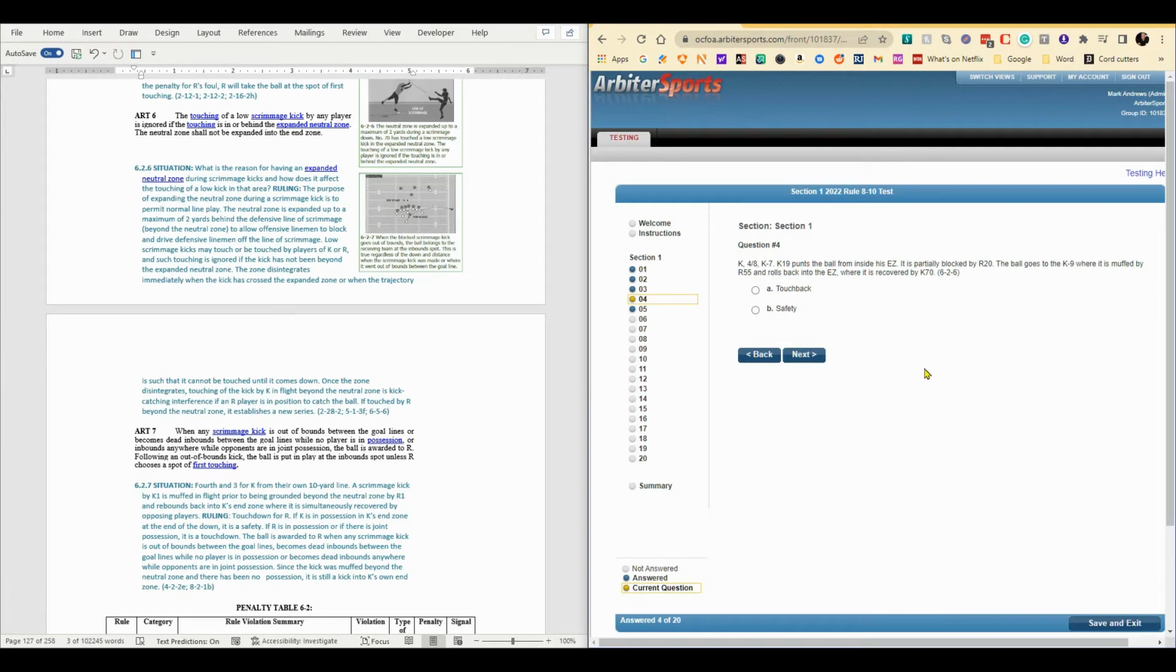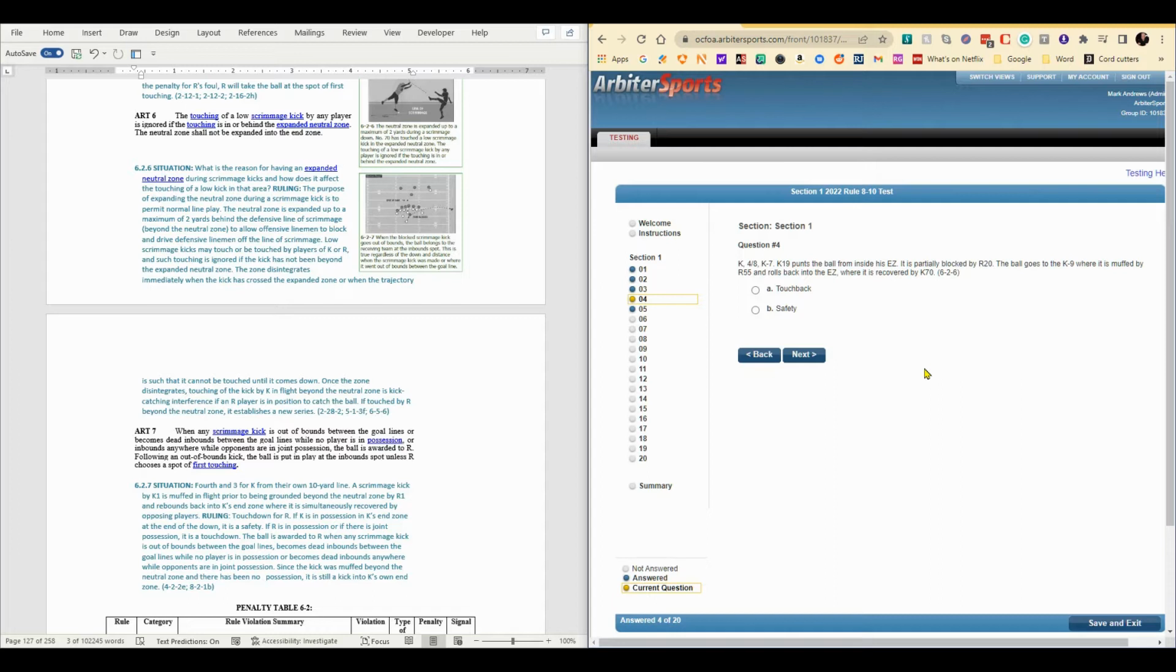Okay, question number 4. K, 4th and 8 at the K7. K19 punts the ball from his end zone. It is partially blocked by R20. Let's assume that it's blocked in the end zone partially. The ball goes to the K9, where it is muffed by R55 and rolls back into the end zone, where it is recovered by K70. And the rule reference is 6-2-6.